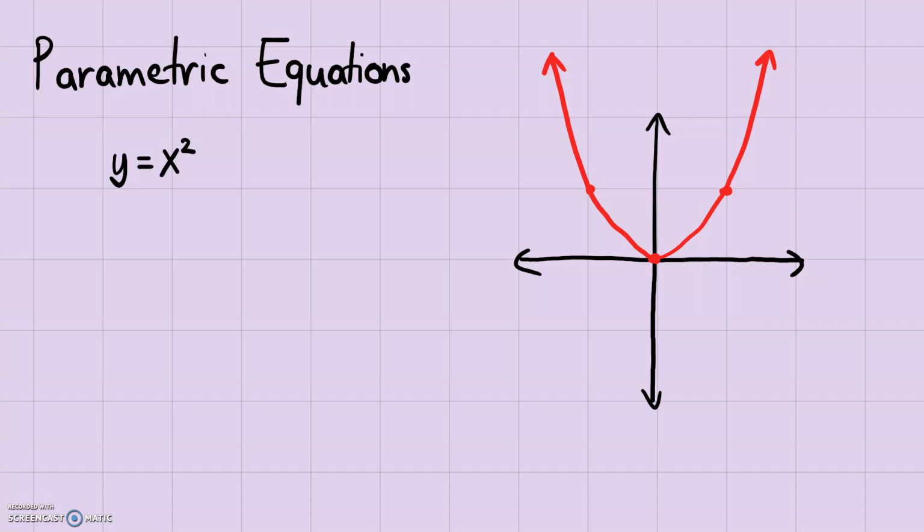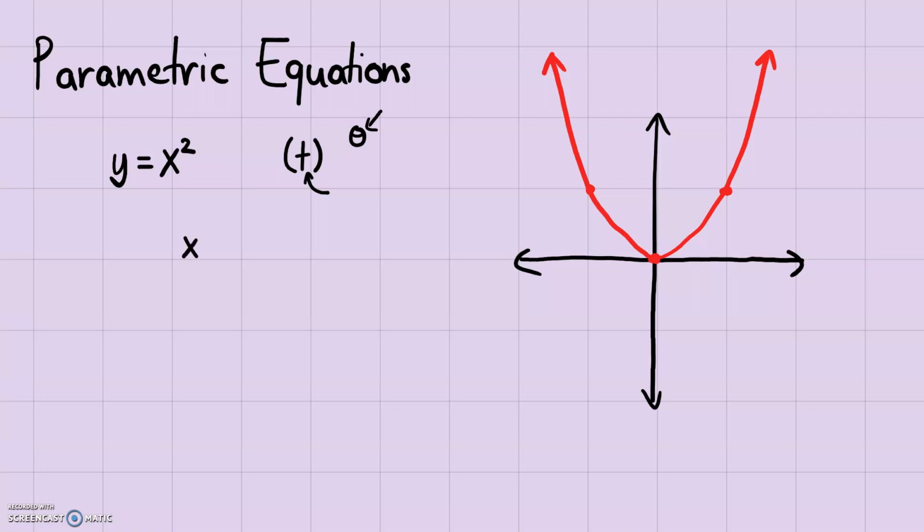But what a parametric equation does is that it separates the x and the y, and it introduces a new variable. Usually they use the variable t, but they can also use other variables such as theta. They use theta when representing angles, and they use t when representing time, but you can use other variables as well. But I think t and theta are most common.